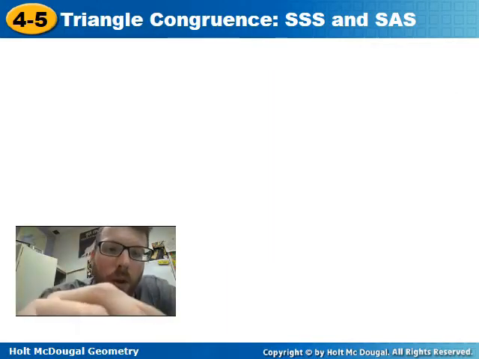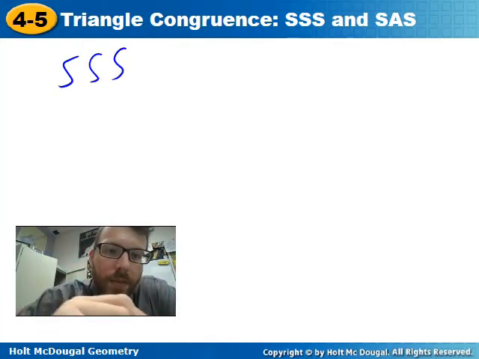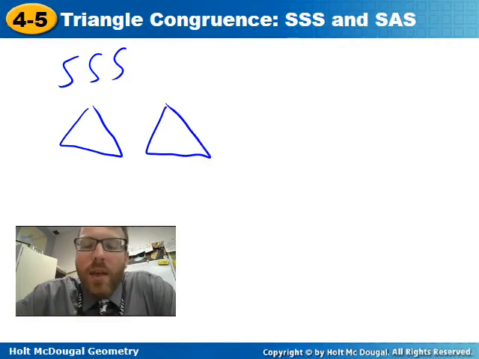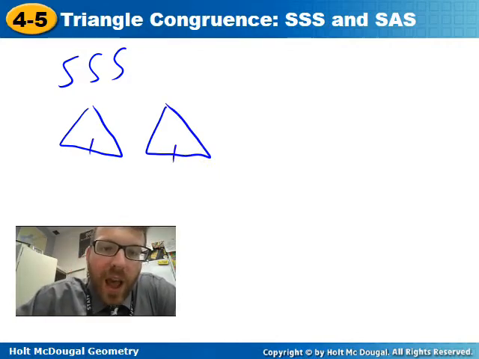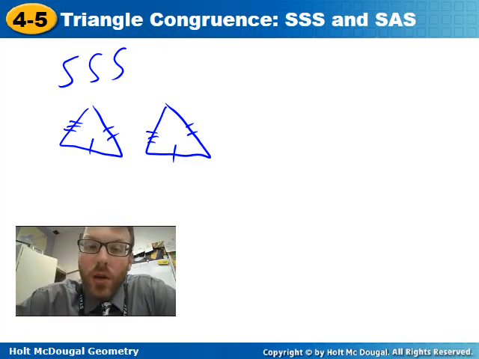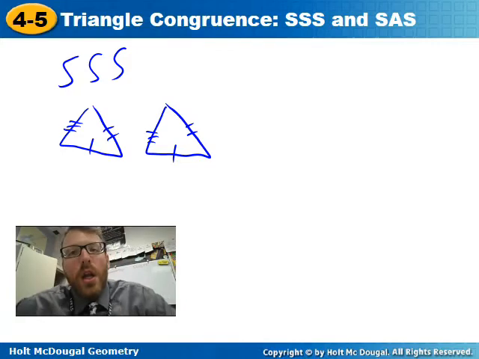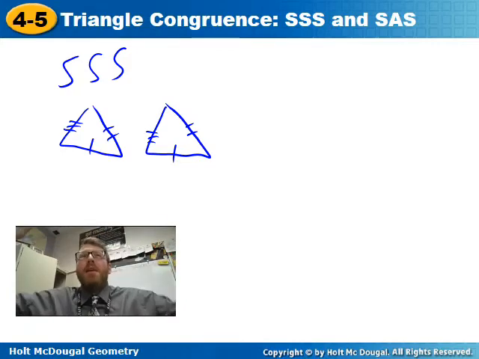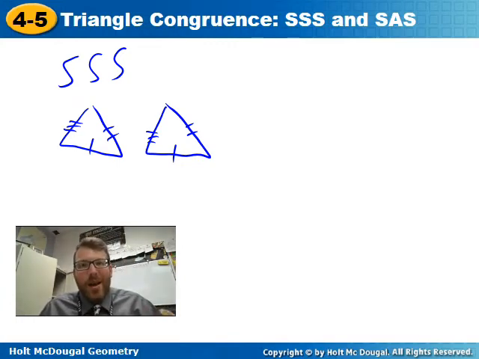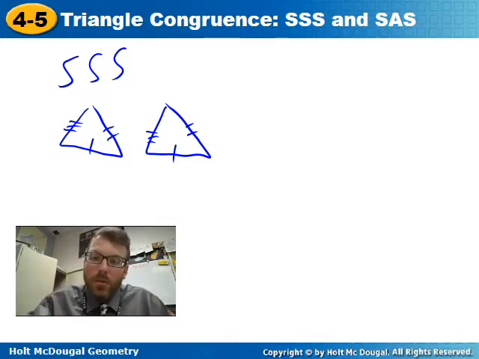Okay, so let's start with SSS, which is side, side, side. In order for 2 triangles to be congruent, if I prove that their sides are congruent, then that means the whole triangle is congruent to the other triangle. I don't have to prove that their angles are. If I prove that the 3 sides are, then their angles have to be congruent, okay? So this goes back to that similarity idea. If I prove that 3 sides are congruent, then the 2 triangles are congruent.